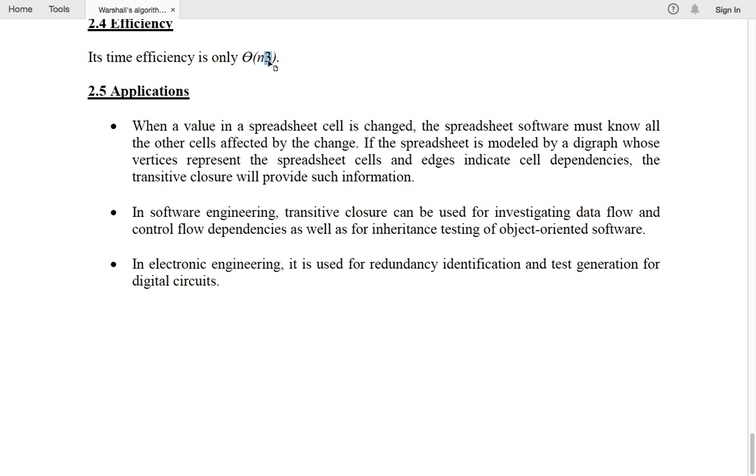Again, I repeat, this is n to the power of 3, not n followed by 3. So this is how Warshall's algorithm works.